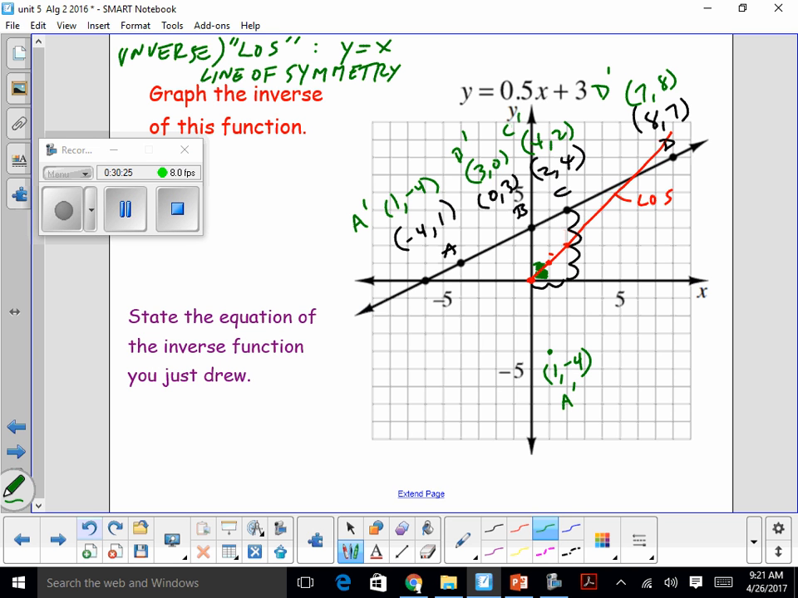I'm going to do the same thing with B. Put in the green stuff, all the inverses. I wish I could put inverse here in all the greens. 3, comma 0, where are you? 3, comma 0. 1, 2, 3. Now, if you're not good with graphing, this part is going to mess you up.